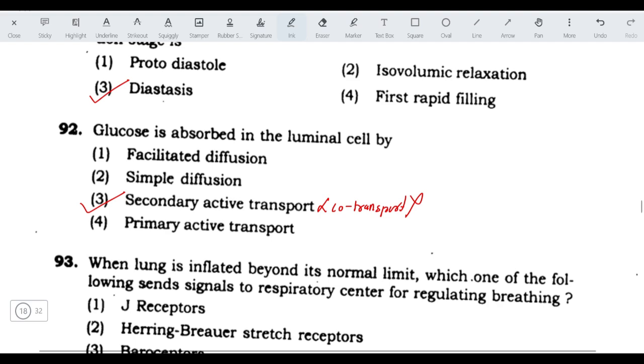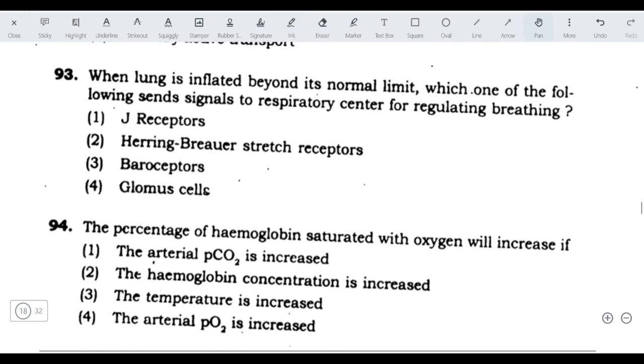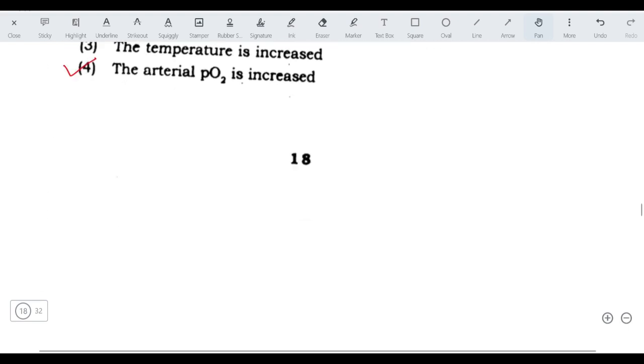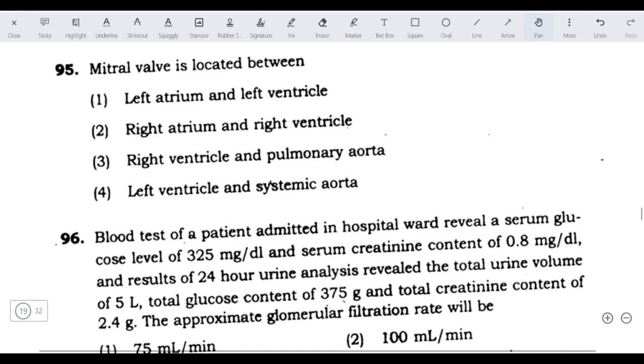Question three. Which one of the signals has been sent to B? The answer here is special symptoms. The percentage of hemoglobin saturated with oxygen if the arterial oxygen pressure is increased. Next question. Total valves for pain. The answer here is left atrium and left ventricle.